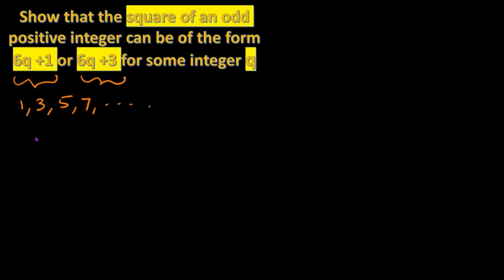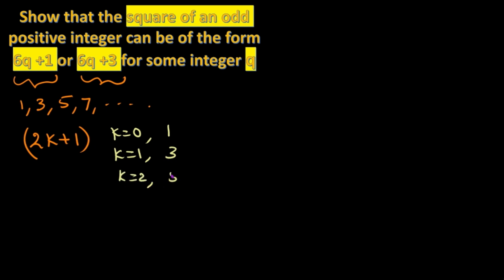So the general form of an odd number can be written as 2k plus 1, okay? Here if k is equal to 0, what happens? In 2k plus 1, if I put k as 0, the number will be 1. If k is equal to 1, we get 1 into 2 plus 1, that is 3. Like that you will get all the odd numbers if you keep varying k, okay?